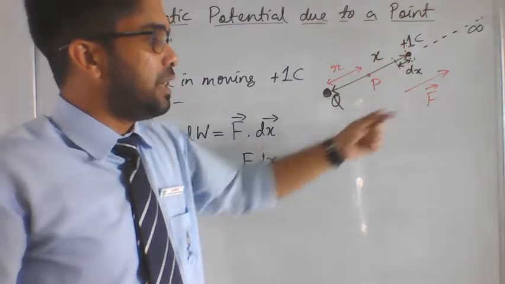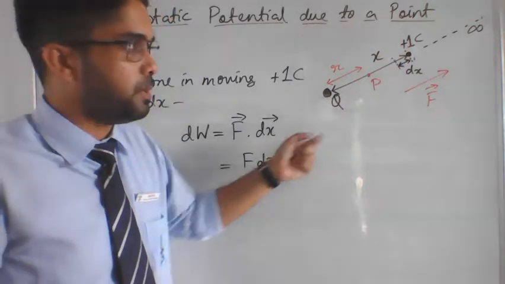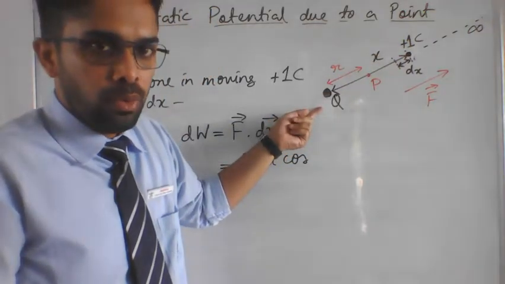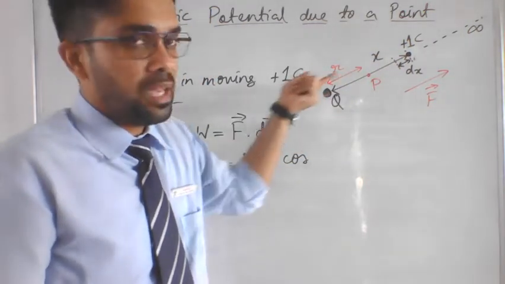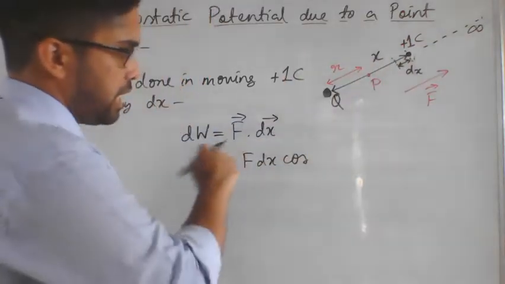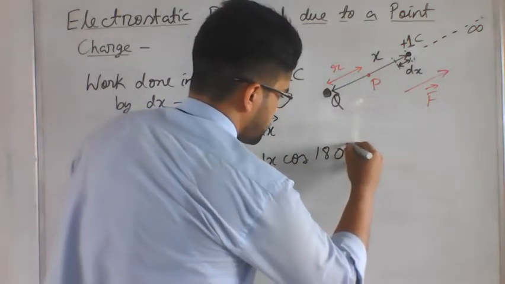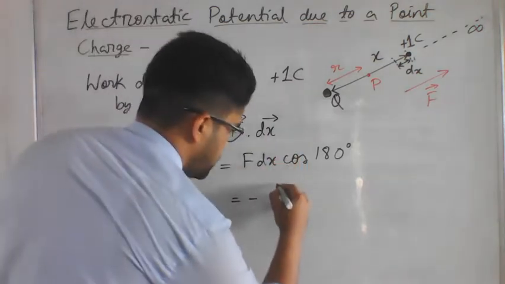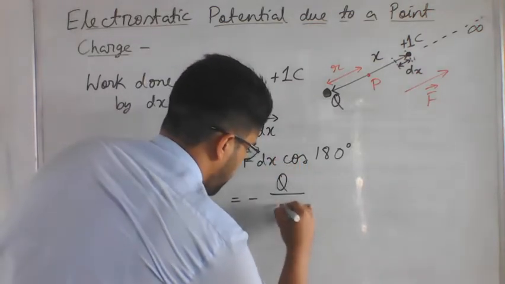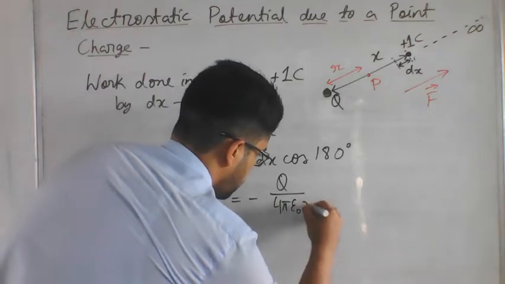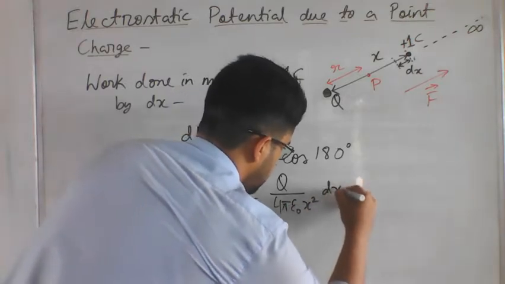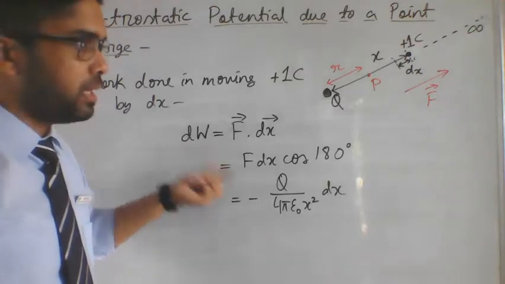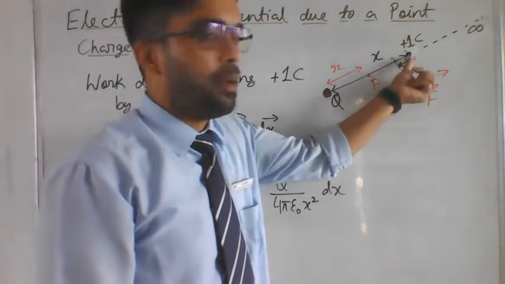So basically, when we talk about the electric force and the displacement, they are mutually opposite to each other. Displacement is happening towards Q, the source charge. Force is acting away from the source charge. Okay, so the angle here will be 180, and cos 180 is -1. So we'll get minus, and the F we have got just now is Q by 4 pi epsilon naught x squared times dx.